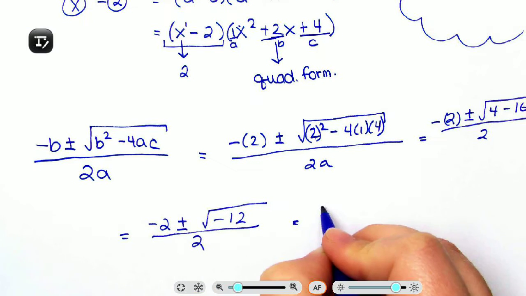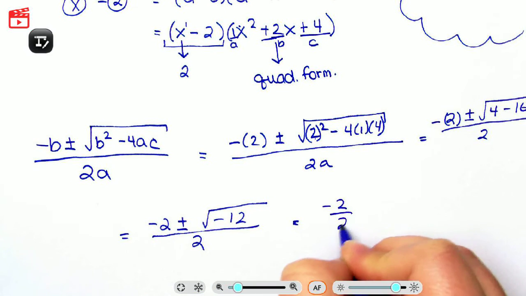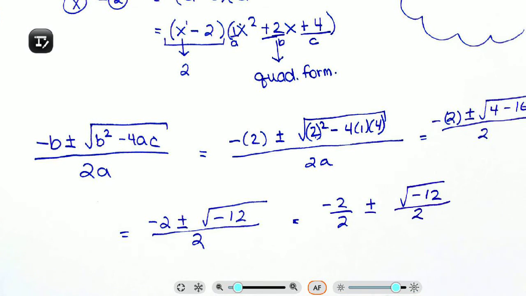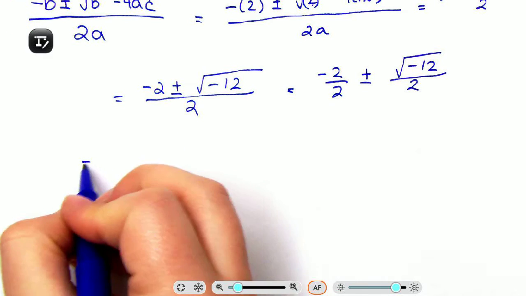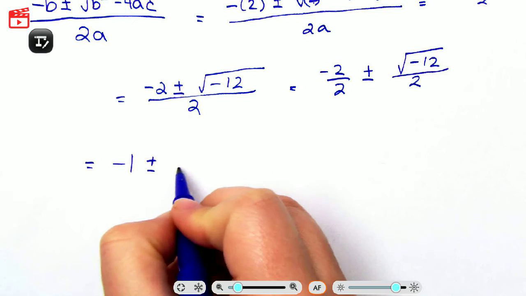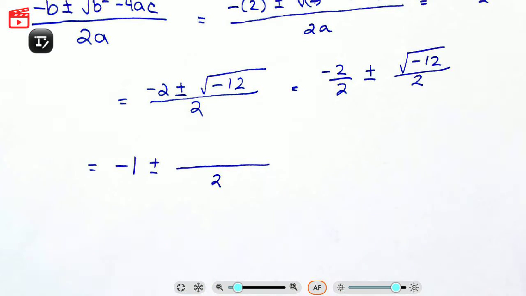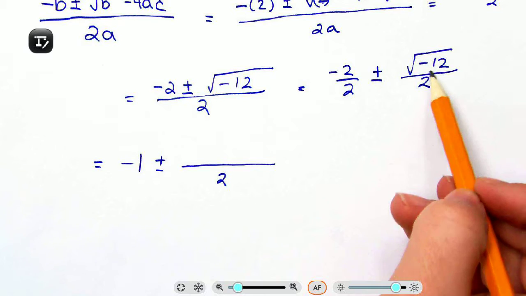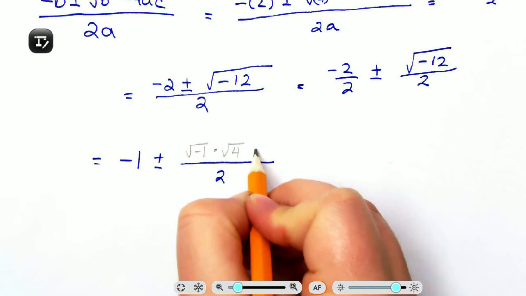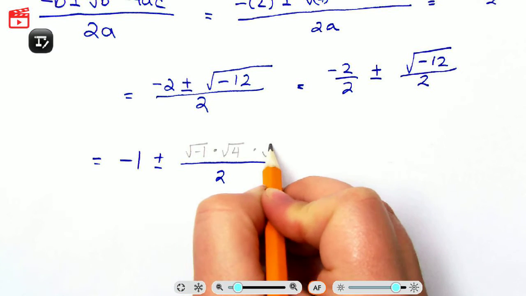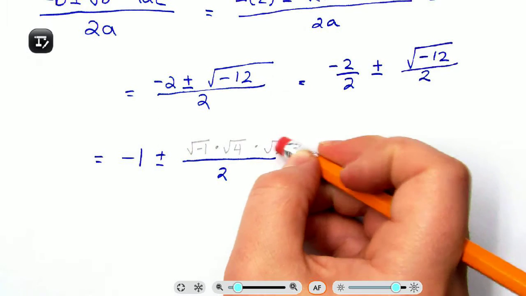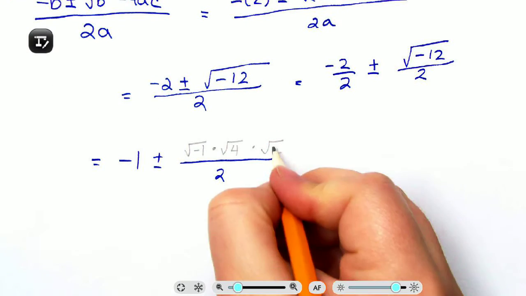So here I'm going to start splitting them up. So negative 2 divided by 2 plus or minus the square root of negative 12 divided by 2. I'm going to shift that up. So we have negative 1 plus or minus the square root of negative 12. Well, I'm going to simplify that. I'm actually going to do something weird. This here, I'm going to use the product property. So this is negative 1 times 4 times 2. That is wrong. This should be 3. 4 times 3 is 12.